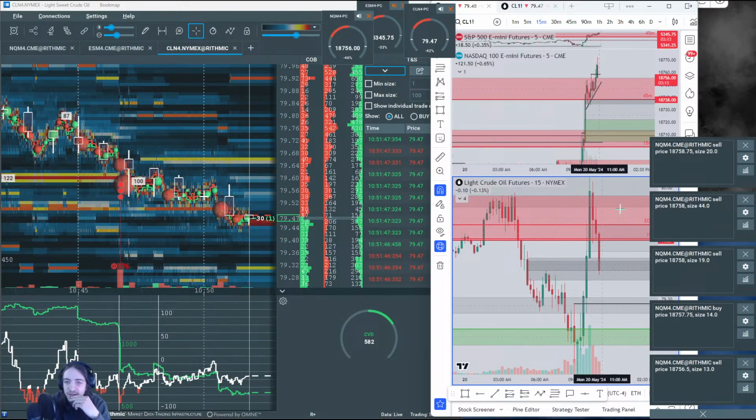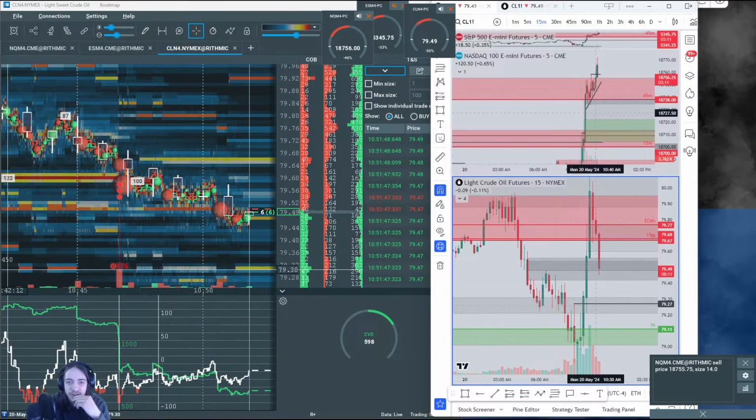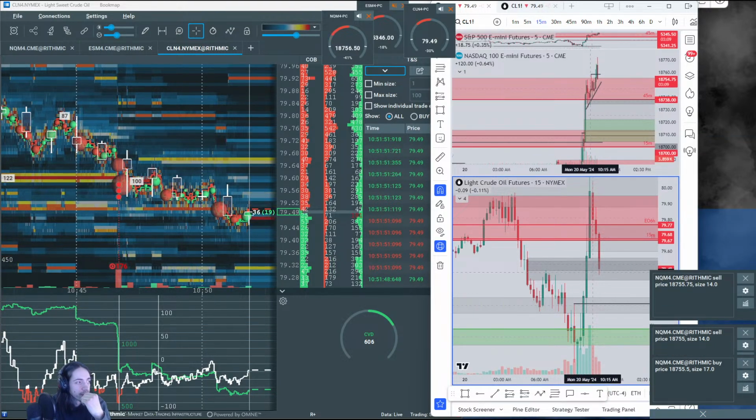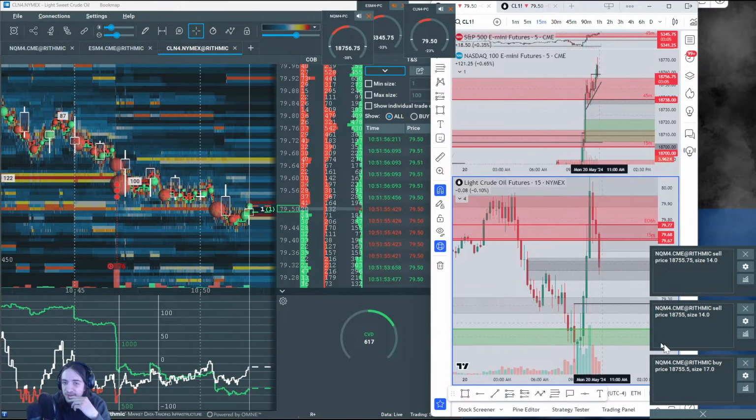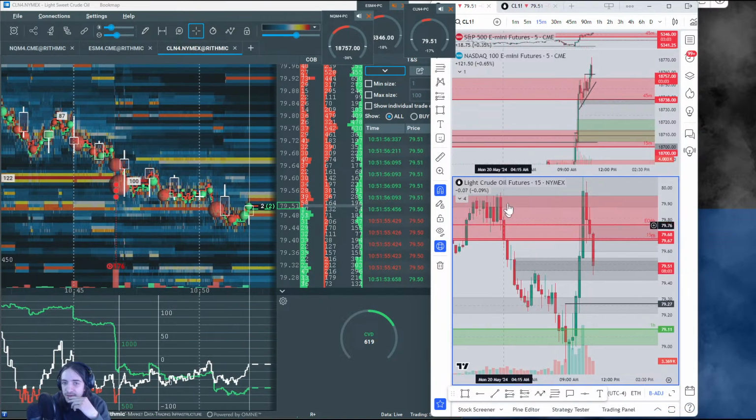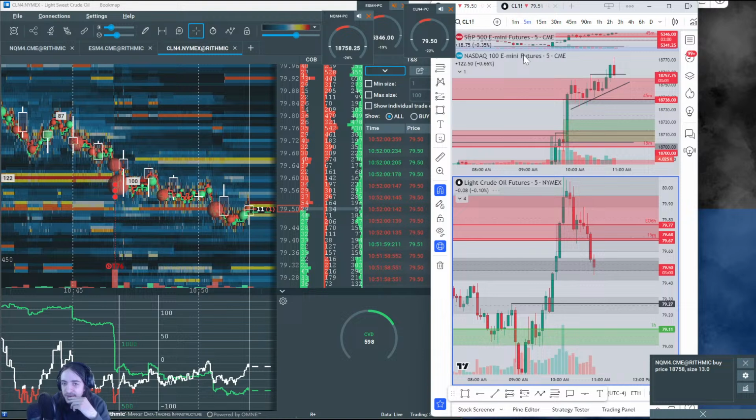You know what it is? This is all NASDAQ. This is nothing crude related, and it's throwing me off. I'm gonna get out of one contract towards the bottom of this current 5-minute on crude oil. Oh, it was a 15-minute candle.